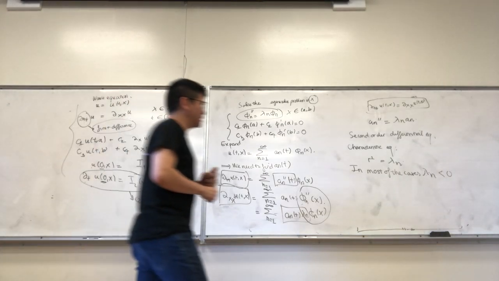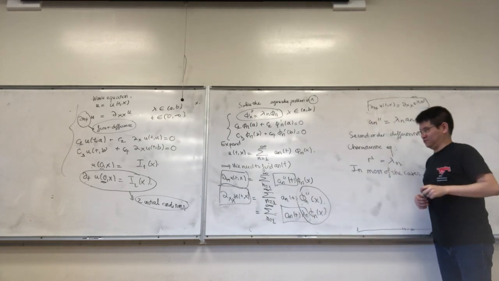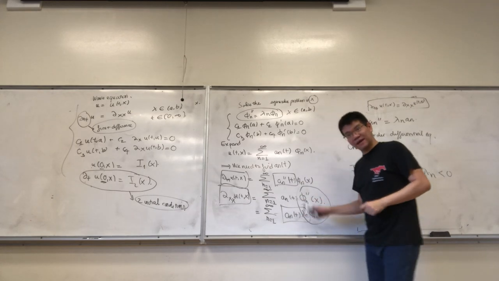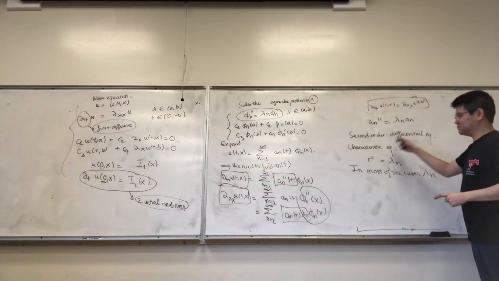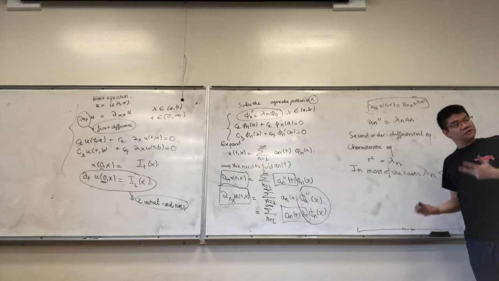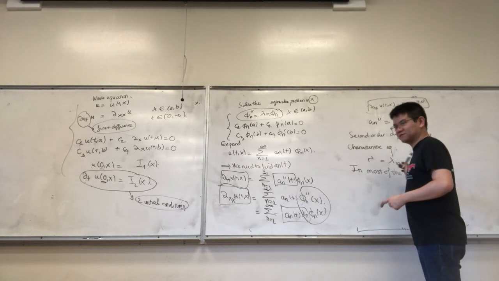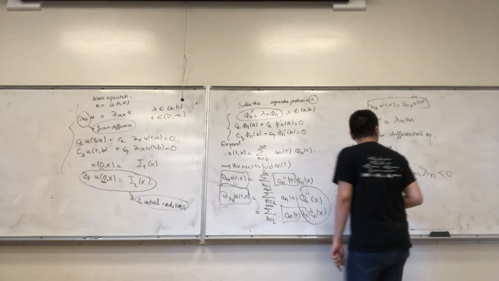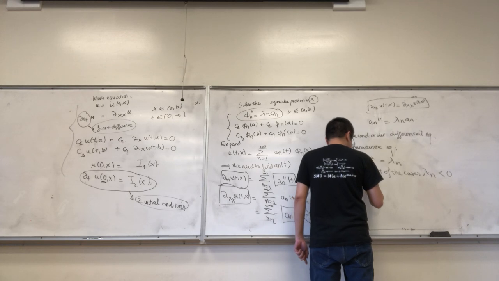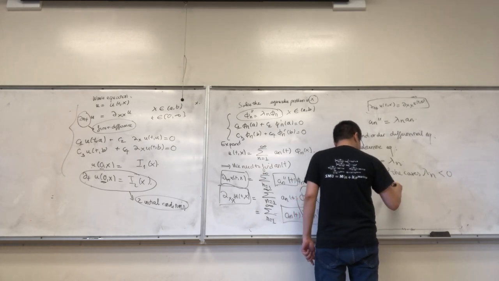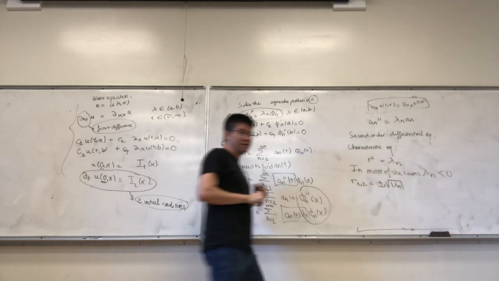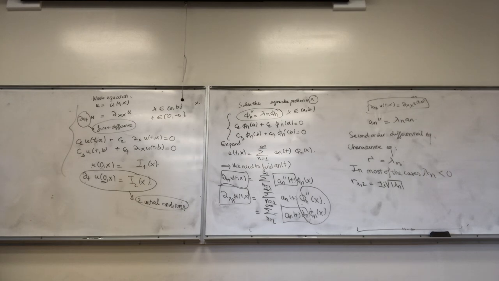So after you identify the coefficient, you found that a_n'' is equal to lambda n a_n. So this is the second order differential equation, and the method to solve a second order differential equation is the characteristic method, like here. In most of the cases, lambda n is negative, so you have two roots, plus or minus i times the square root of the absolute value of lambda n.